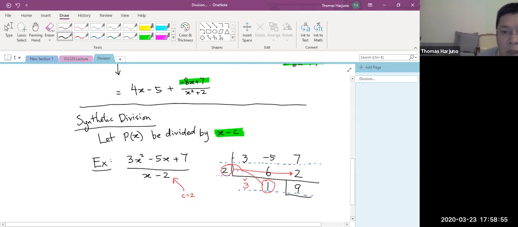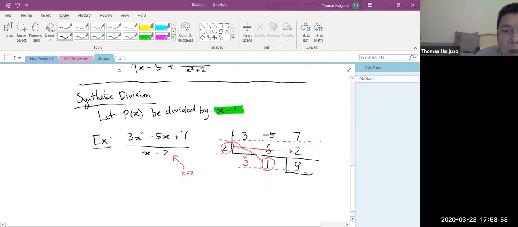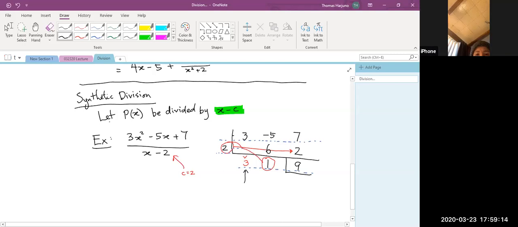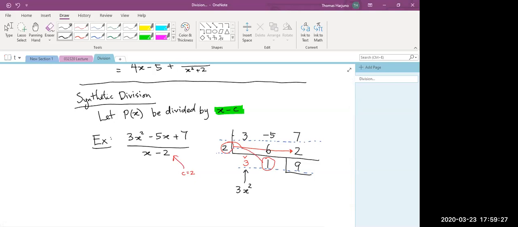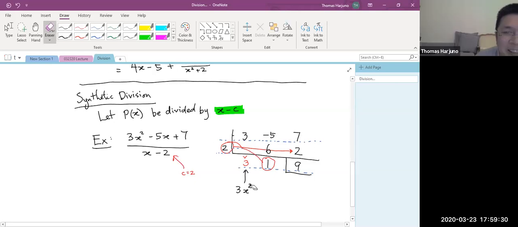Now, what does this mean? What does this synthetic division mean? What is the degree of this polynomial again, the top? 2. Degree of 2. Now, if we divide by degree of 1, then the quotient must be degree of? Degree of 2 divided by degree of 1 will be degree of 1. So this 3 here will be the leading coefficient of degree of 1. Oh, I'm sorry, one. I should erase that 2. I said 1, I wrote 2. Okay, now after that, we get plus 1 here. So this is the quotient. This 9 is the remainder.